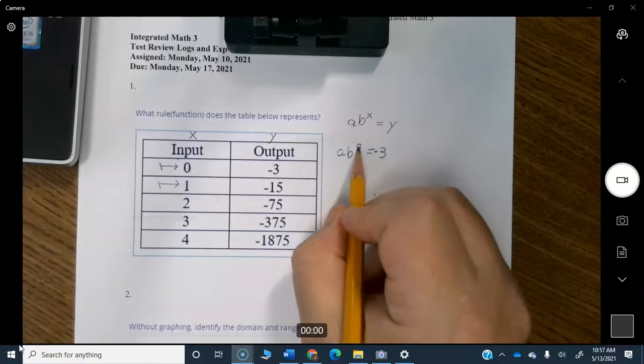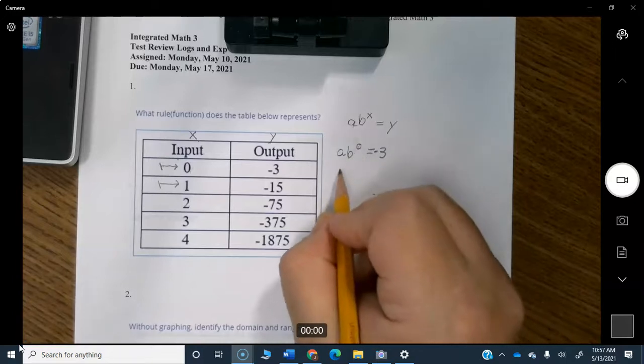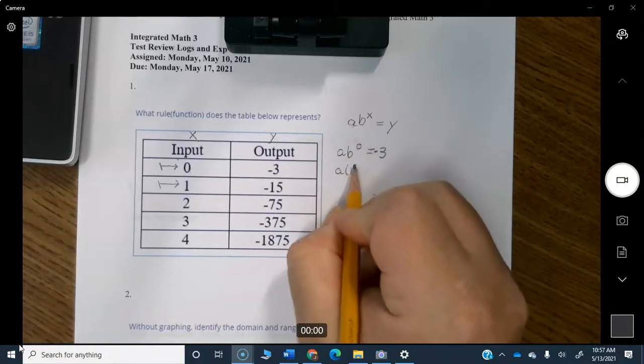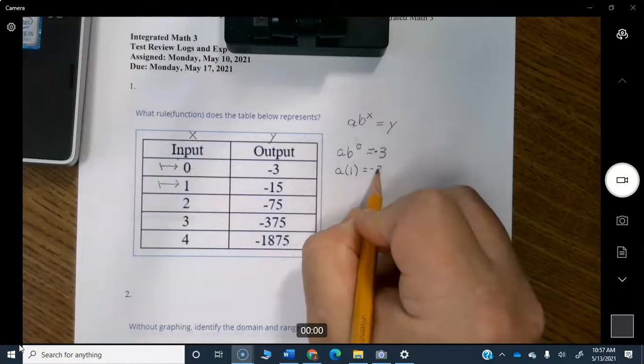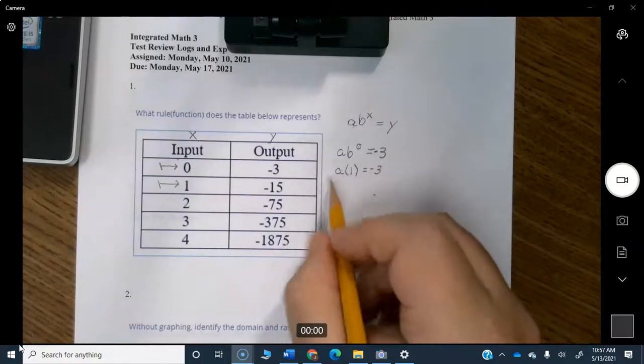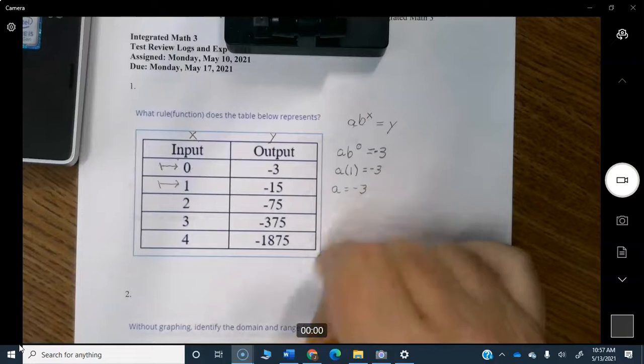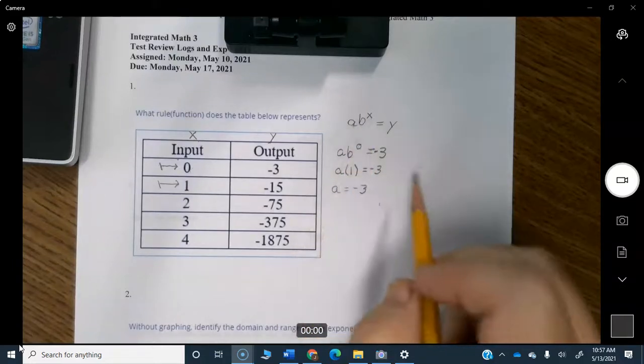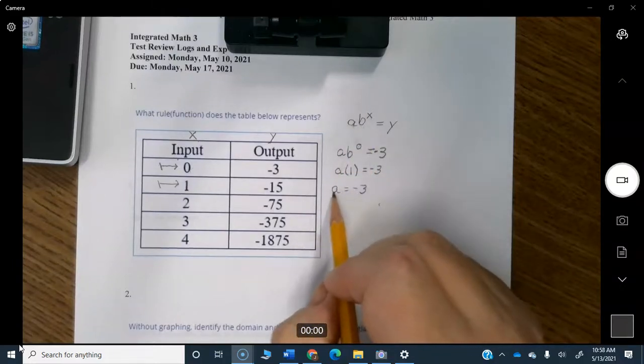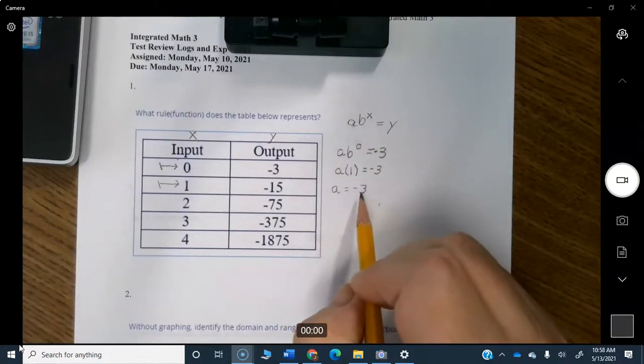Okay, so b to the 0, any number to the 0 equals 1. So that's going to be a times 1 equals -3. And if a times 1 equals -3, then a must equal -3. So now we figured out the value for a, now we need to figure out the value for b, and we can use this value that we just figured out to do that.